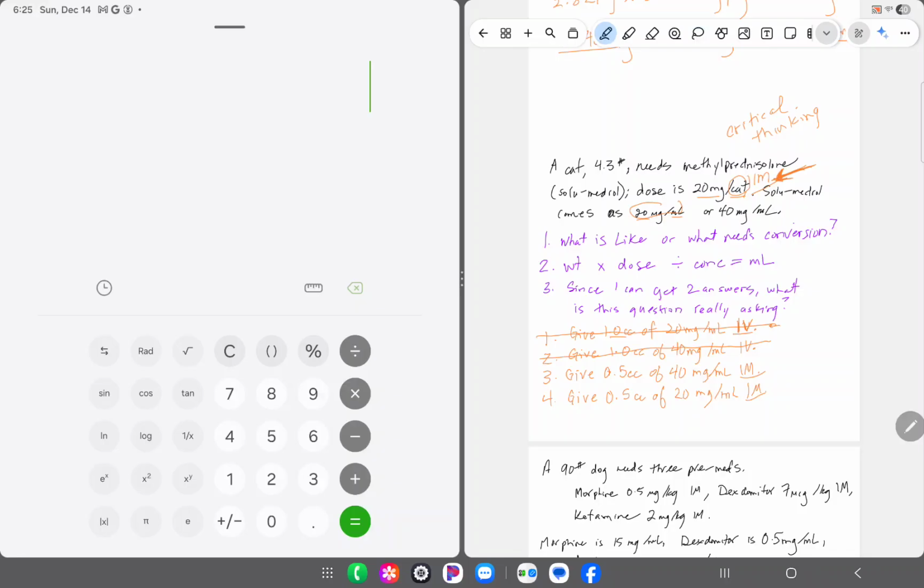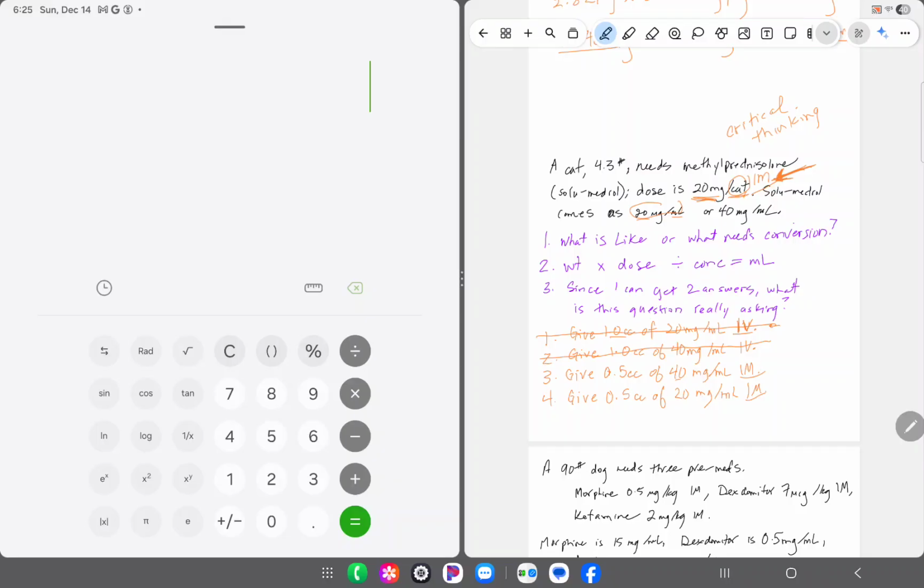So if 40 mg per mil is the concentration here, then yes, half of a mil would be 20 mg, and it says I need to give 20 mg per cat. Okay, that math is correct. And it says IM. Perfect.